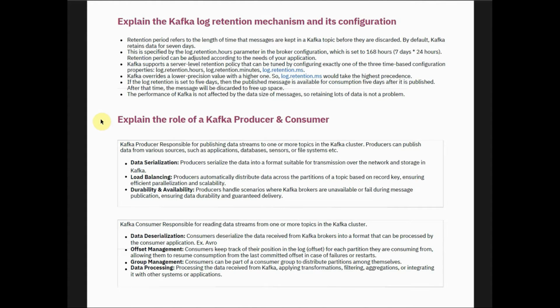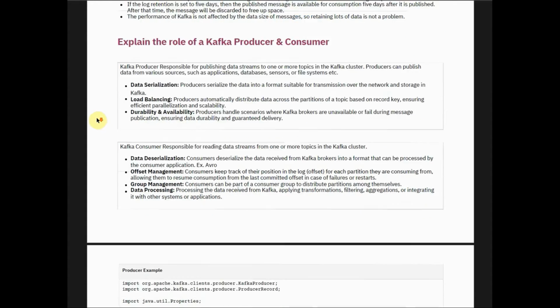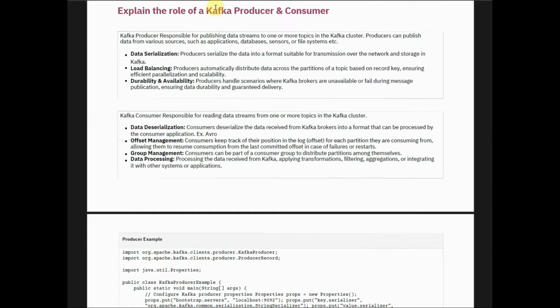Next question: explain the role of Kafka producer and consumer. The Kafka producer is responsible for publishing data streams to one or more topics in the Kafka cluster. Producers can publish data from various sources such as applications, databases, sensors, or file systems. The primary responsibility of the producer, one, is data serialization: to serialize the data into a format suitable for transmission over the network and storage in Kafka.